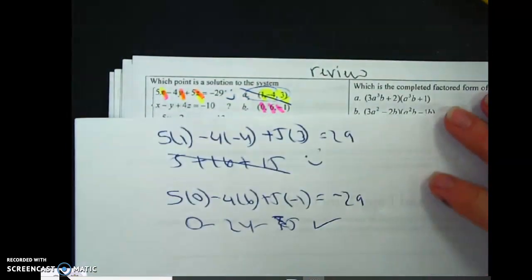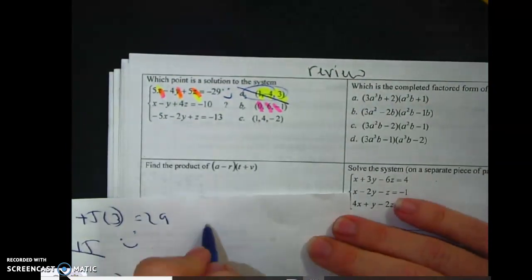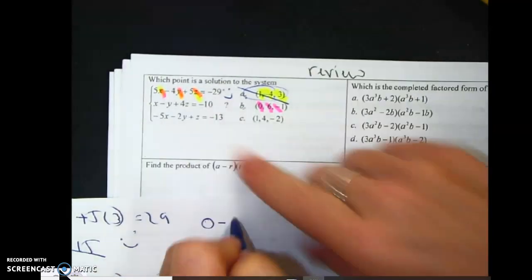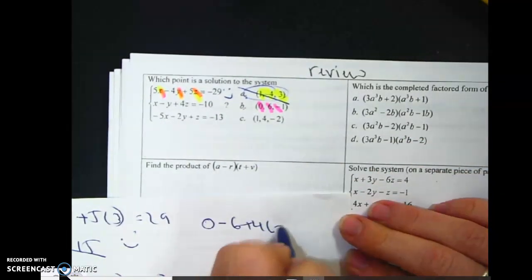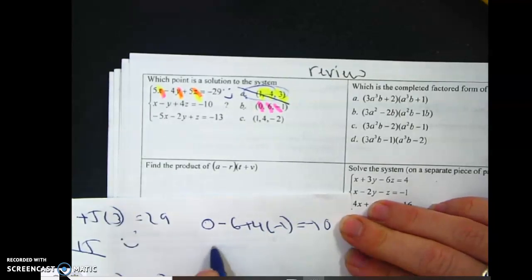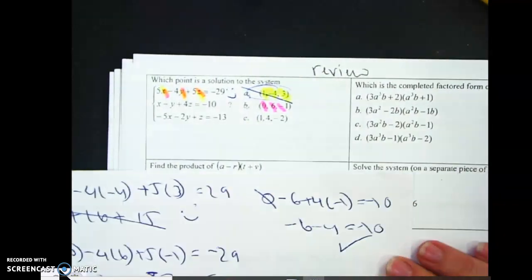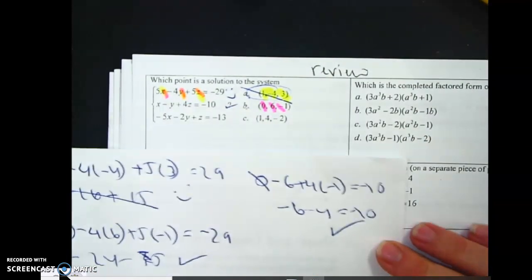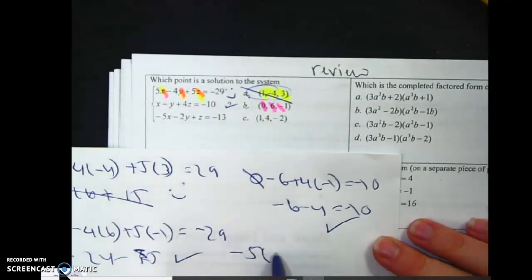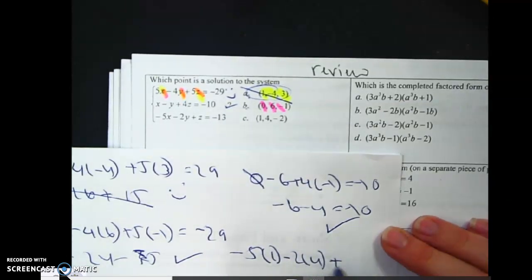Now I got to try it for the second one. So let's go over here. 0 minus 6 plus 4 times -1 equals -10. -6 minus 4 equals -10. It does. Okay? So it worked for the second one. Now I got to try it for the third one, because it could work for the first two, but it might not work for the third. Who knows how good my distractors are?